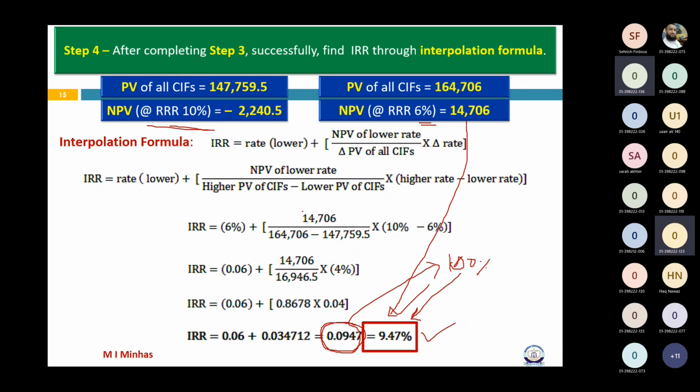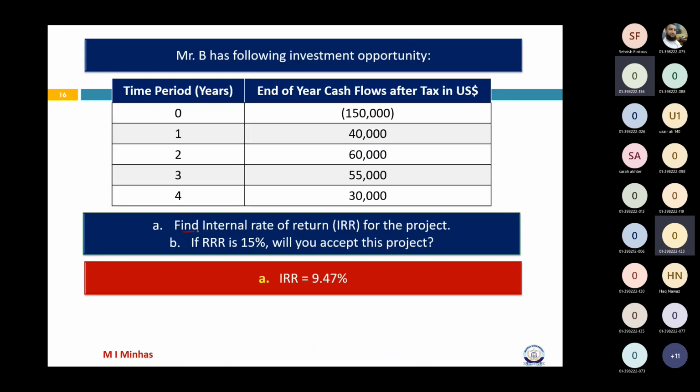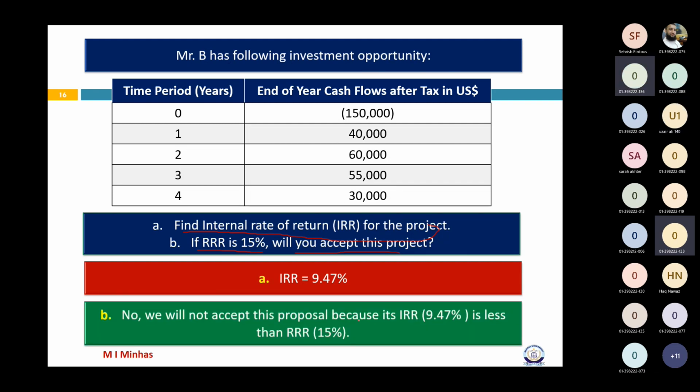Right. Okay. So now, the first step of the question asked you to find the IRR, which we have already found, and it was 9.47. The second part of the question says, if your required rate of return is 15%, will you accept this project or not? No. Why? Because my IRR is less than the required rate of return. Therefore, I will not accept this project. This is what IRR is. That's it. Clear? Fine.